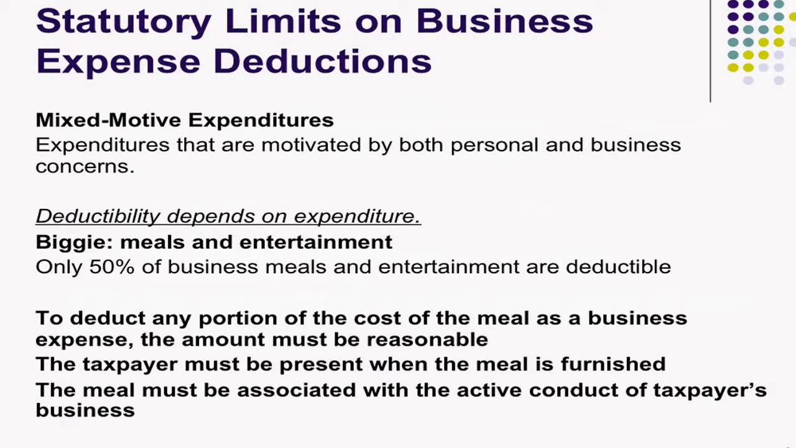Okay, what else? What's another rule? The taxpayer has to be present when the meal is furnished. So you have to be there if you're going to try and deduct the expense. And lastly, the meal must be associated with the active conduct of the taxpayer's business. So somewhere in the evening, we didn't just laugh it up and have a good meal and talk about the weather. Somewhere during that meal, we talked about taxes, and we talked about the client's business, and we talked about what we could do to maybe save that client some money or tax planning or whatever. But business was conducted during that meal to be able to get anywhere close to deductibility.